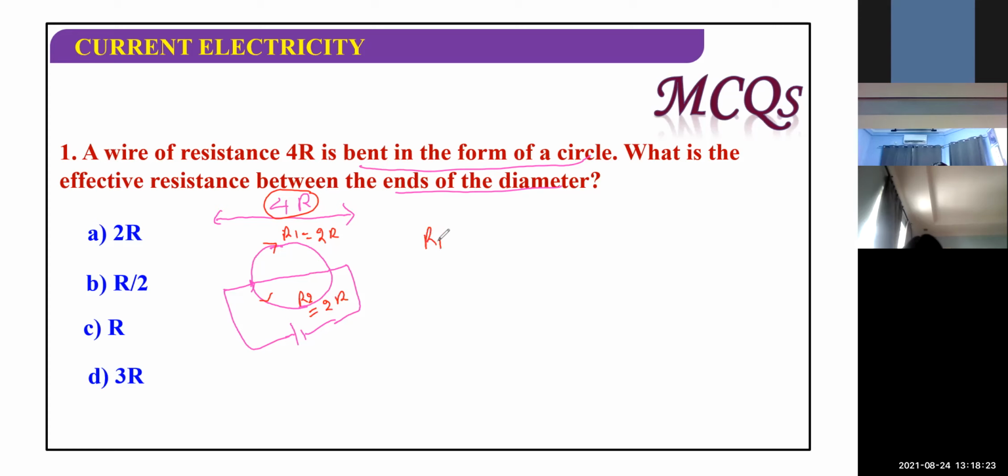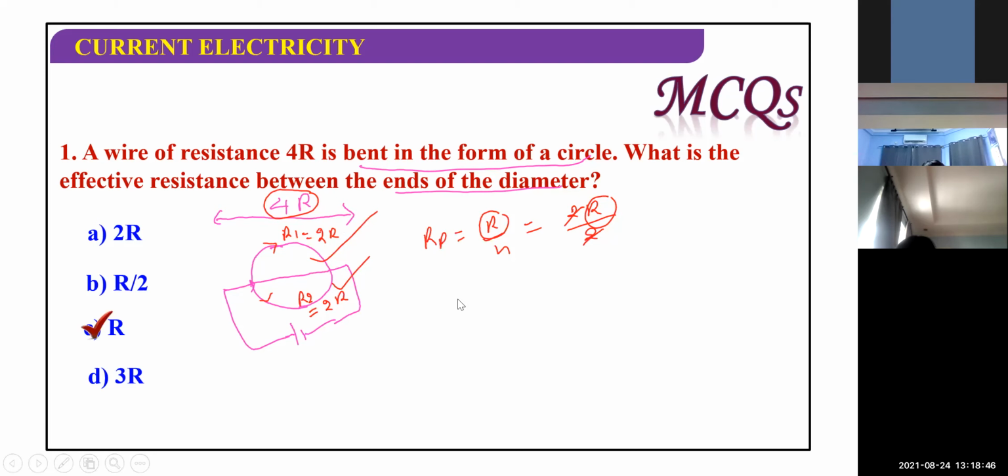So I want to use this equation Rp equal to R by N. What is R? R means the individual resistance. What is that? 2R. What is the value of N? N means how many resistances are there. One wire here, another wire here. 2 resistors are there. So 2 cancelled by 2, and we get the answer. Let me check the answer. You can find that the answer is R.